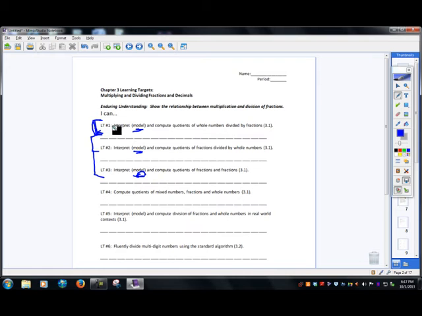So the first learning target here is I can interpret, which means model, and compute quotients of whole numbers divided by fractions. So you're basically going to be doing quotients. Okay, that means divided by. Whole numbers divided by fractions. Okay, that's what we're doing. So let's go ahead and flip to page 2.